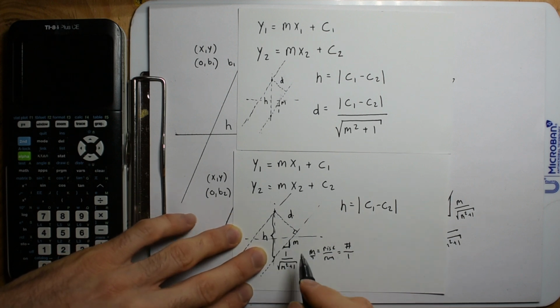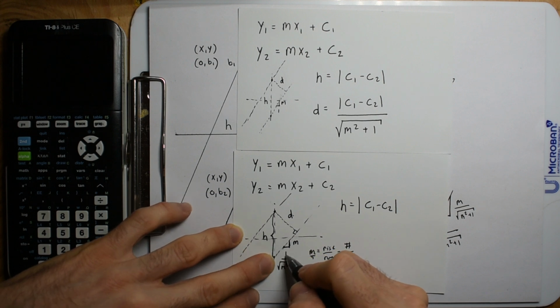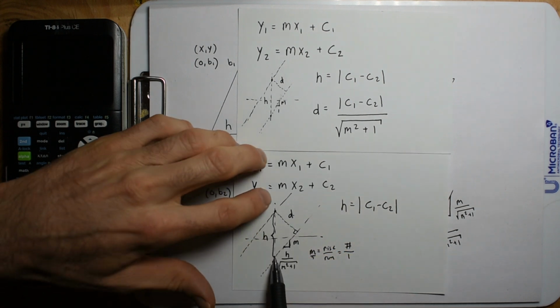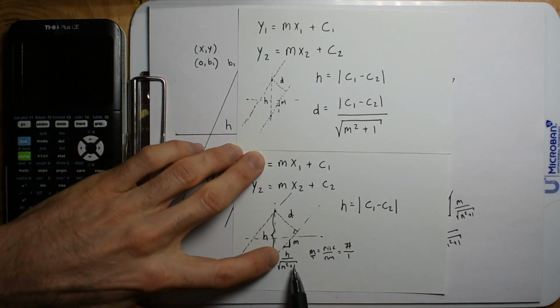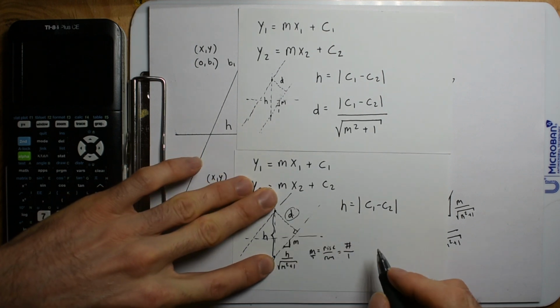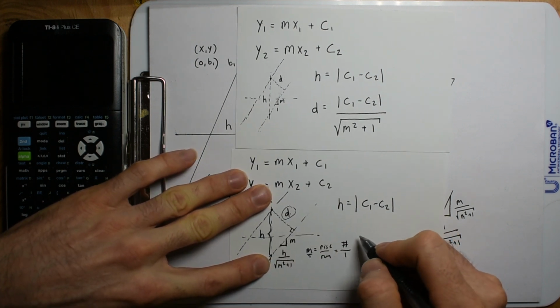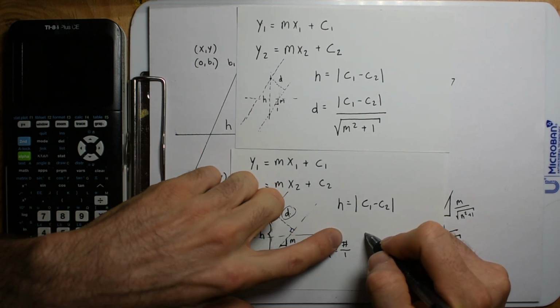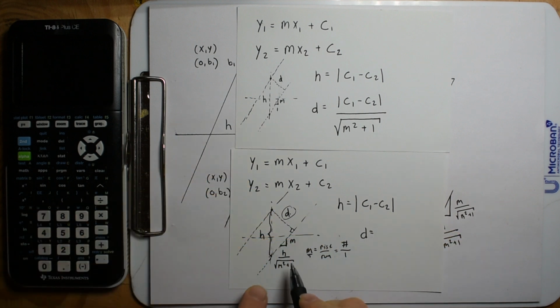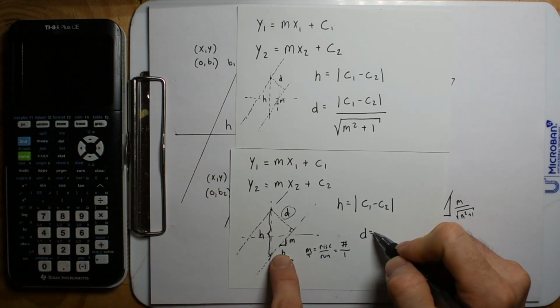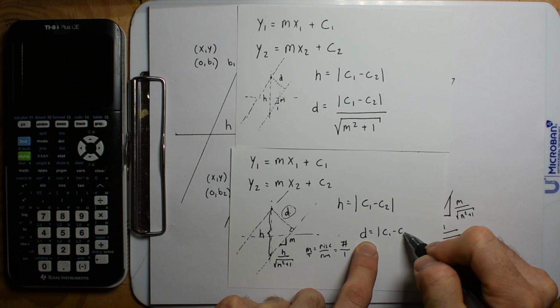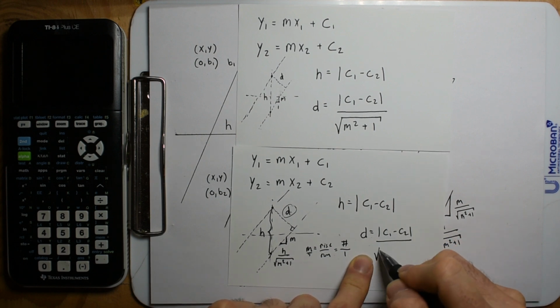And then I'm going to take this dimension and multiply it by the actual hypotenuse. And then I'm going to say, hey, that's d. So that's how I would do it kind of fast. And so now we have distance d is this hypotenuse, which is c1 minus c2, divided by the square root of m squared plus 1.